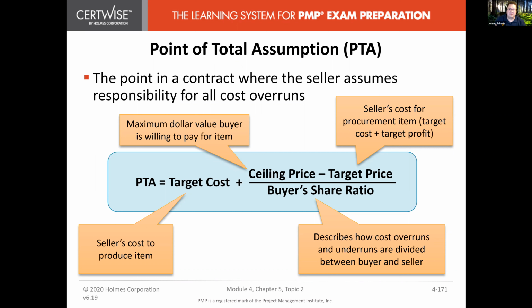So if the item's target price was $50, but your buyer was willing to pay $100, but they're only willing to pay 50% of any overruns. So your buyer's willing to pay $25 of the difference between the ceiling price of 100 and the target price of 50. They're only willing to pay 50% of that $50. So that'd be $25. So the point of total assumption would be total cost, whatever that is, plus the $25.